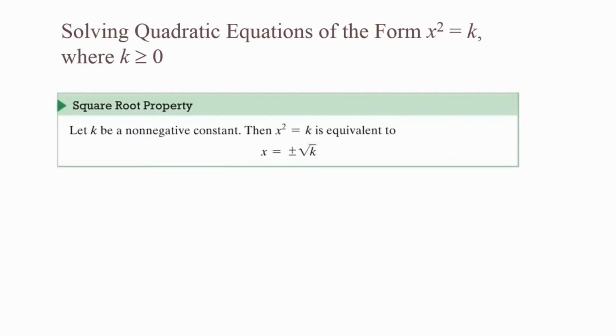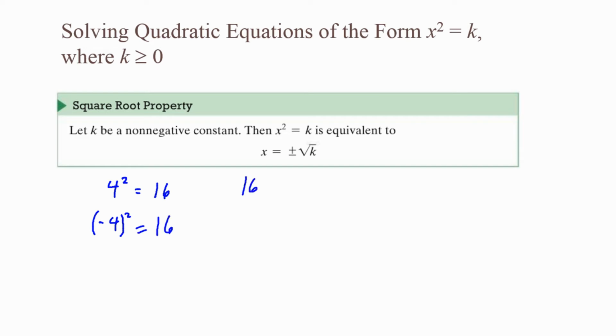Solving quadratic equations of the form x squared equals k, where k is greater than or equal to 0. Square root property. Let k be a non-negative constant. Then x squared equals k is equivalent to x equals plus or minus the square root of k. So what this means, if I have 4 squared, that equals 16, but I can also have a negative 4 squared, which also equals 16.